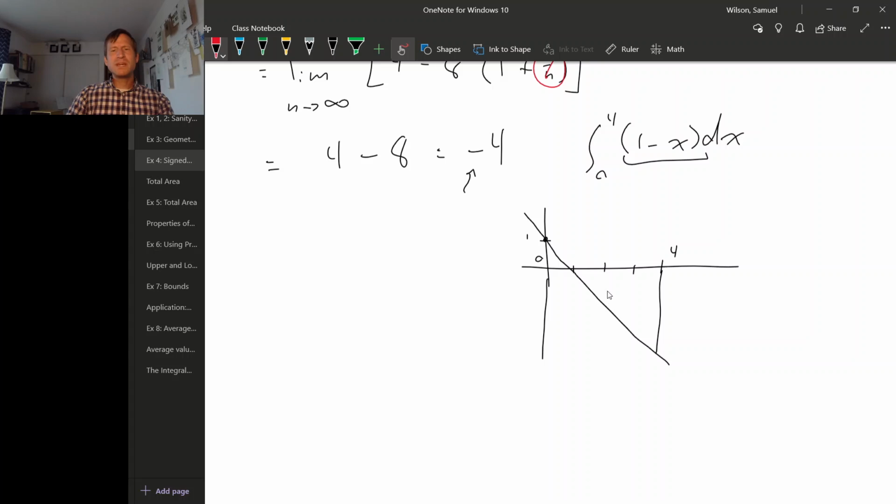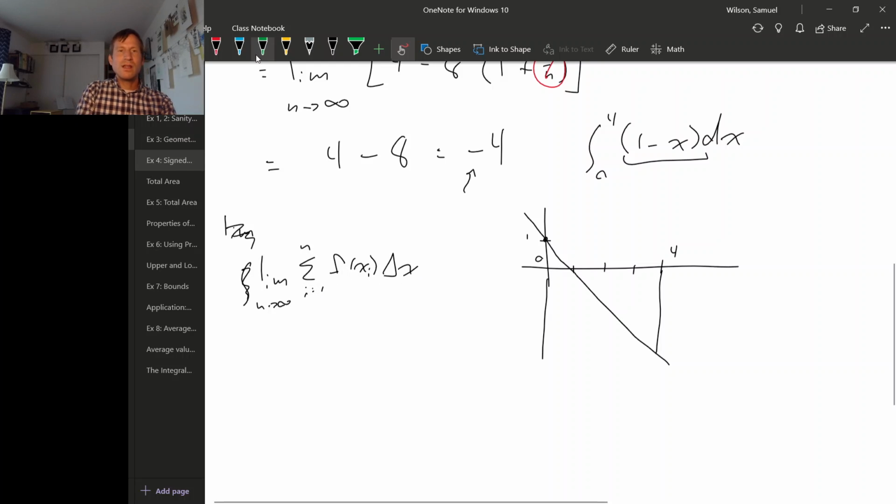And that matters because, right, if you write out the limit definition of, well, let's write out the limit definition of this integral, limit as n goes to infinity of the sum of f of x sub i times delta x, right?